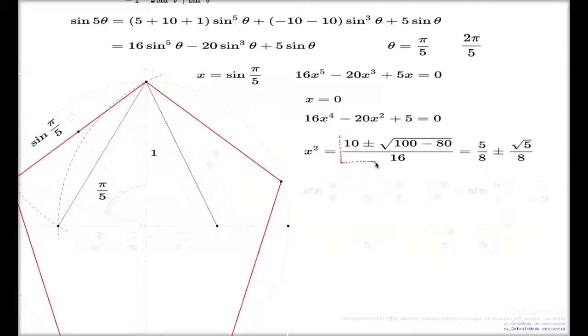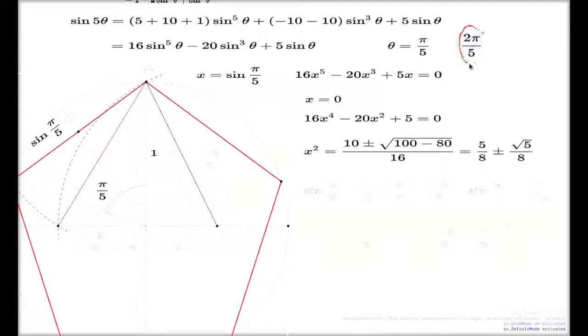Here I apply the formula. I hope you know that formula. We come up with two numbers, and the place we stopped was that we were in the process of deciding which number out of these two will correspond to my sine pi on 5. My suggestion was to make this observation.